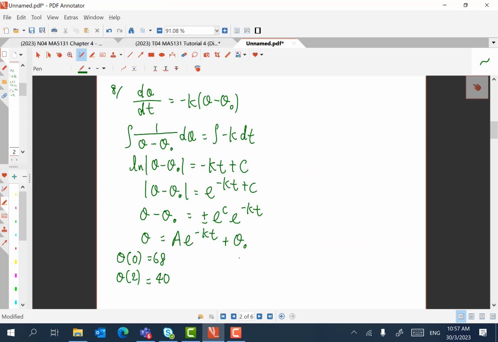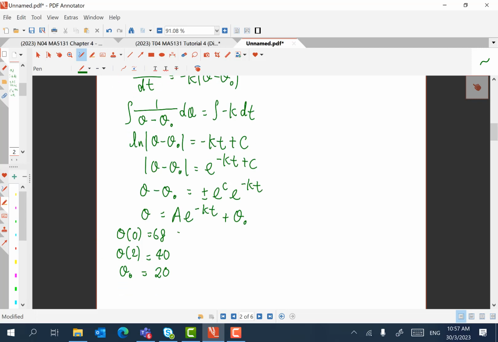And then given two conditions, this is 68, and after 2 hours, how much? After 2 hours is 40. And of course, your theta naught is actually the temperature of the surrounding. So then you can work out the value of A and then the value of k. So with these 3 pieces of information, you will get this as 48 e to the power minus kt plus 20. Okay, I'll tell you what k is shortly.